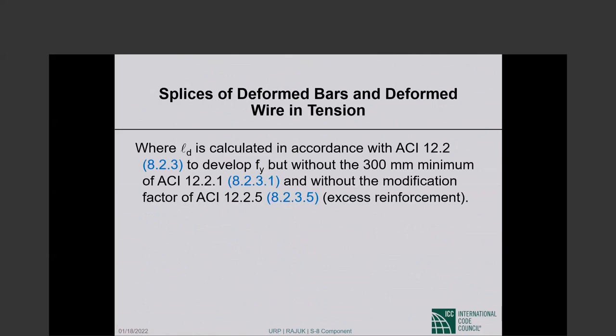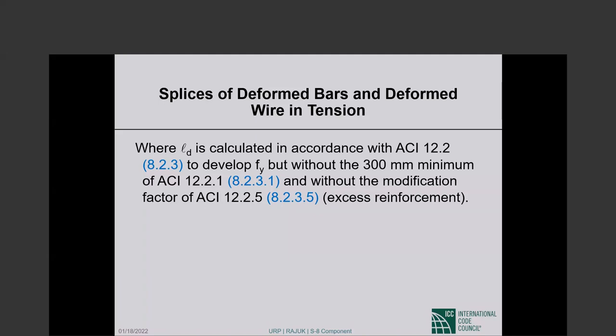The development length itself had a minimum on it of 300 millimeters, 12 inches. So if it is a class B splice and the splice length is 1.3 times development length, the minimum will apply on the splice length, not on the development length. So we are saying that when you calculate the development length, forget about the 300 millimeter minimum on it. It's a calculated development length that we want.